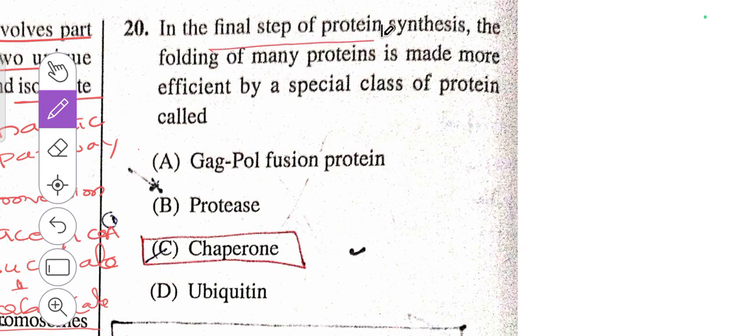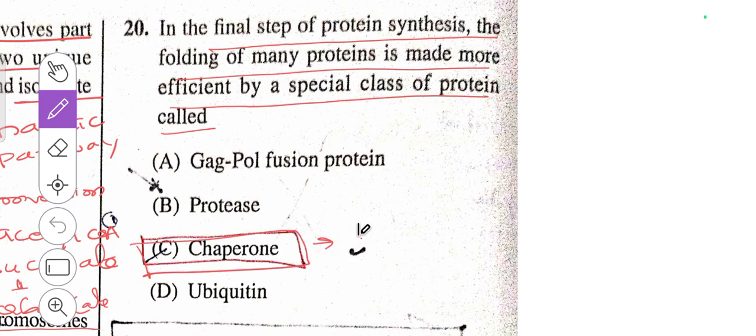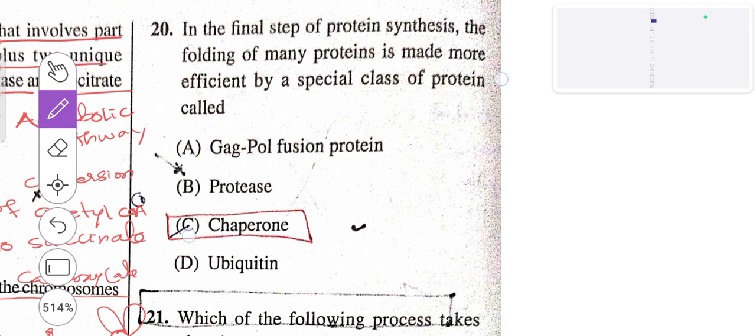In the final step of protein synthesis, the folding of many proteins is made more efficient by a special class of proteins called chaperones, or these chaperones are commonly called heat shock proteins. These proteins will assist in the conformational folding. So C is the right answer for this question.